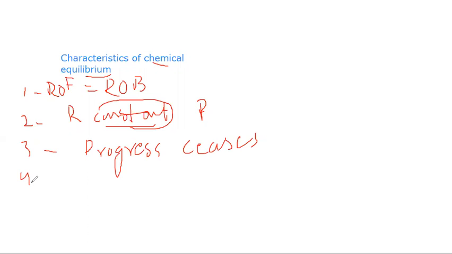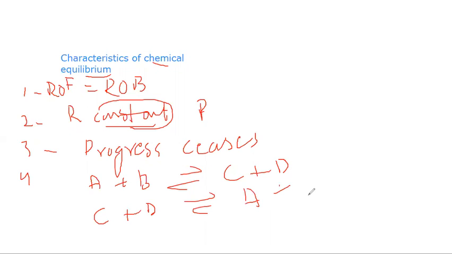Next, the state is attained by the reversible reaction no matter in which direction the reaction is proceeding. Try to understand this. A plus B are forming C plus D. Doesn't matter which side the reaction starts from. It could start like this, C plus D making A plus B. In both conditions, chemical equilibrium is followed, dynamic equilibrium is attained.